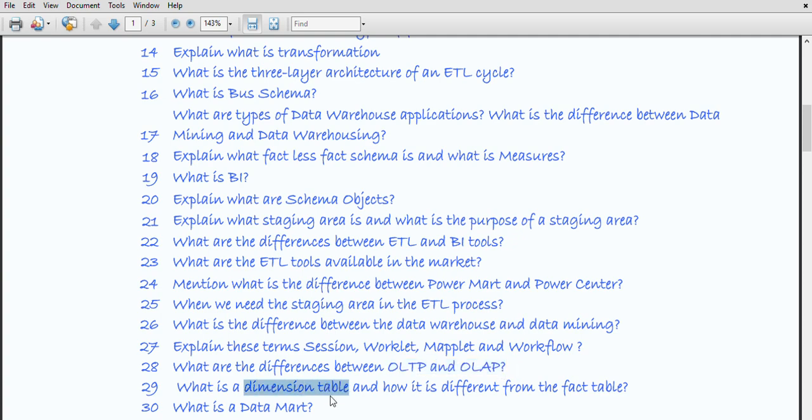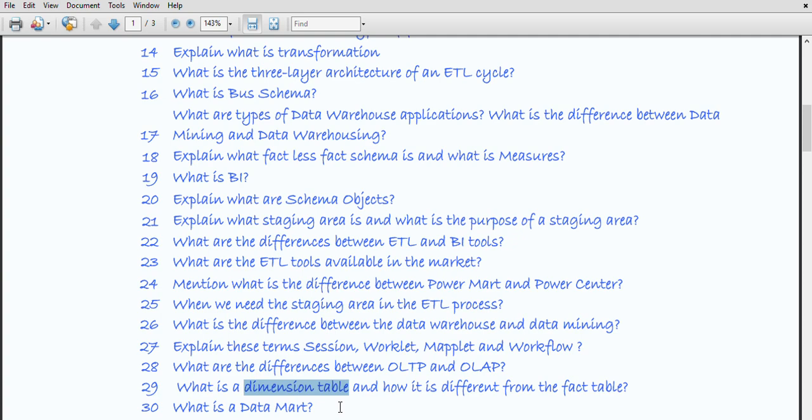Then what is a dimensional table and how is it different from the fact table? I will give you one example. Say you have one company and you are selling different products to customers. Every sale is a fact which occurs within the company, and the fact table is used to record these facts.